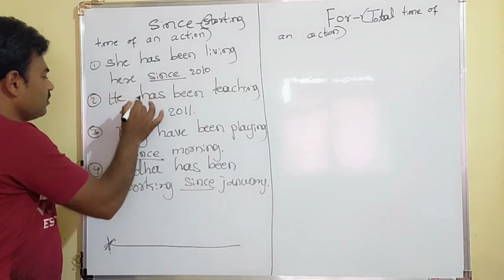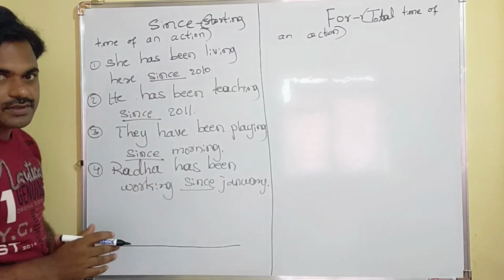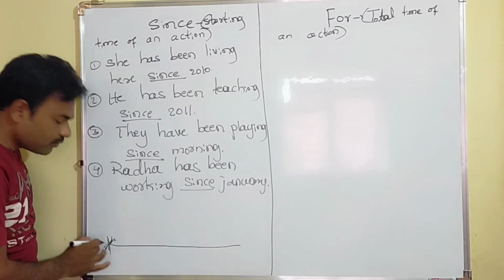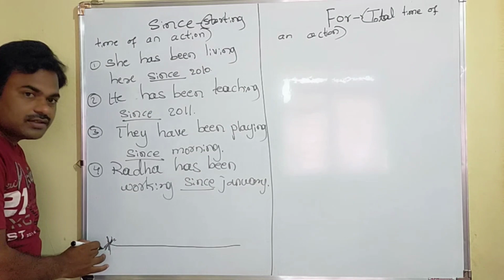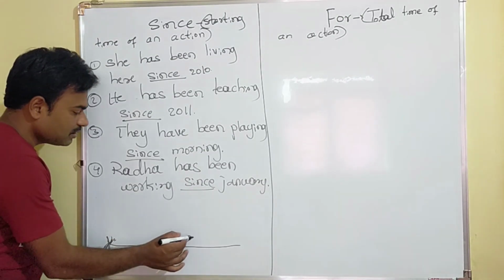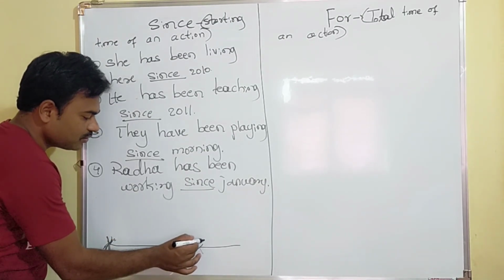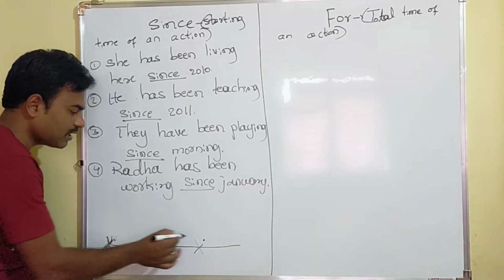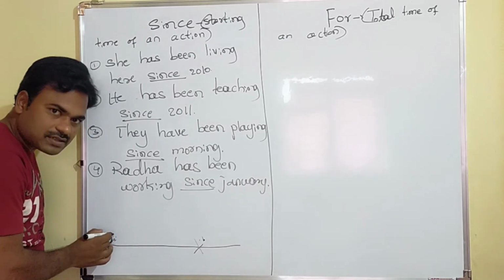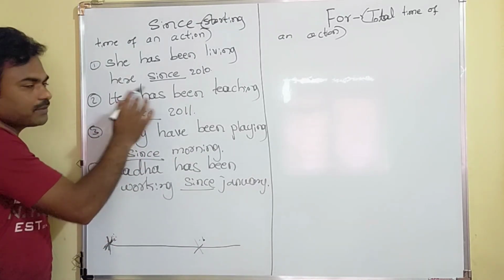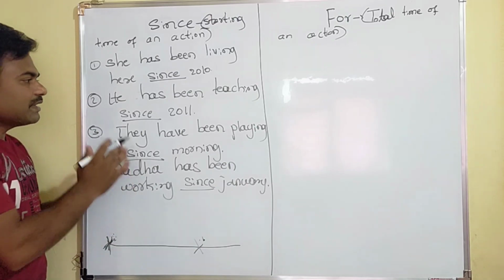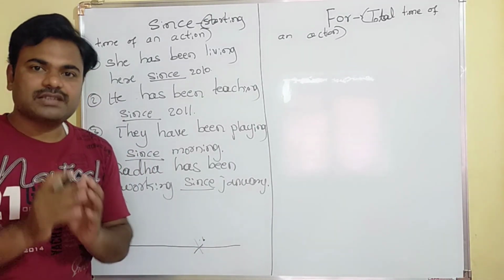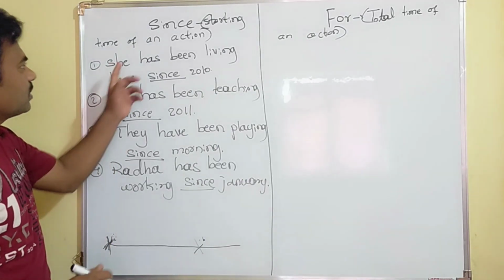So all these sentences are in present perfect continuous tense because the actions started in the past and still continue. We are in the present, and we are talking about past actions. That's why we use present perfect continuous tense. It means the actions began in the past, and they are still continuing. That time we use since.